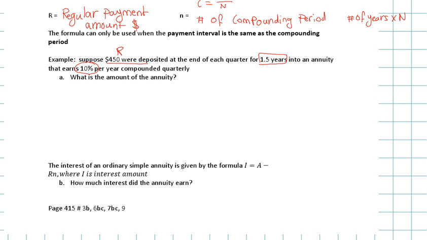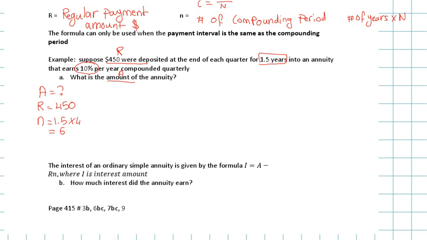The question is asking what is the amount, so I'm looking for A. I don't know what A is. I know that R is 450. Small n is 1.5 times 4 because I have compounding quarterly. So what is 1.5 times 4? 6.